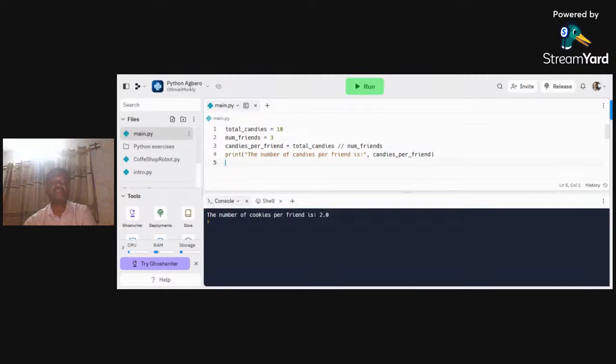So the number of candies per friend is, let's see what it will do. The answer is supposed to be 3. Now, if we took away this second slash, let's see what will happen. You see, it showed us the remainder. So when we want only the whole number, we put a double slash. What it does is only give us the whole number, it doesn't give us the fraction. So these are basic operations that you should know how to use. This is the double slash operator.